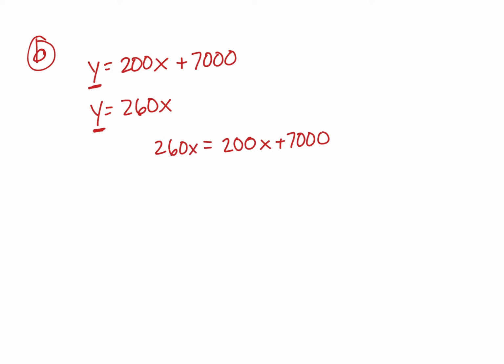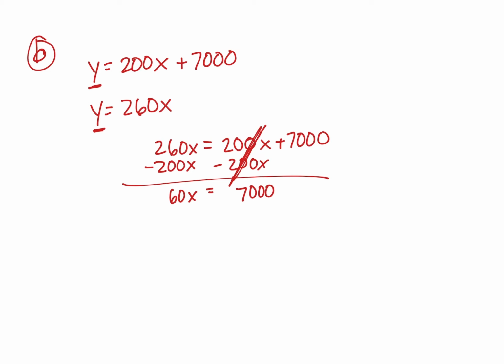Now this is just an algebraic problem, so we just have to subtract 200x from both sides. These add to 0. Over here we're left with 60. 260 minus 200 is 60. And on this side we have 7,000. To solve for x, we divide by 60. And x is 116.6 repeating feet. So it's about 116 2/3 of a foot. That answers the first question.